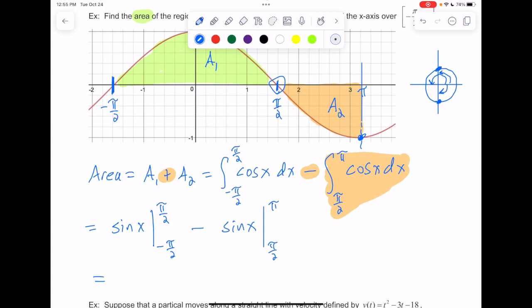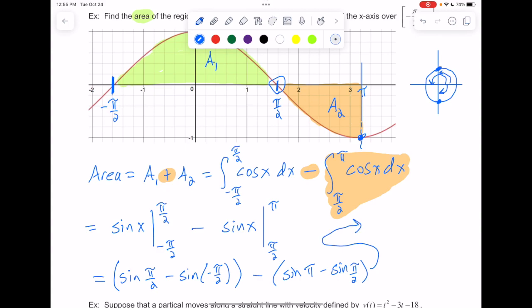So sine x evaluated at pi over 2, we'll go ahead and write it all out, I guess. So sine of pi over 2 minus sine of negative pi over 2. That's our first piece. And then we're going to subtract sine of pi minus sine of pi over 2. All right, so let's start plugging these in real quick. So do a little bit of highlighting.